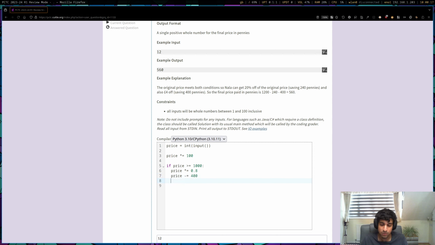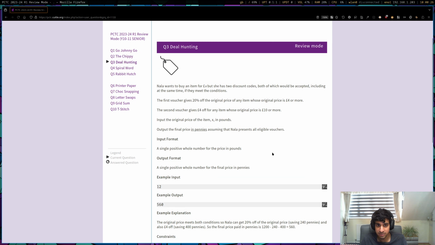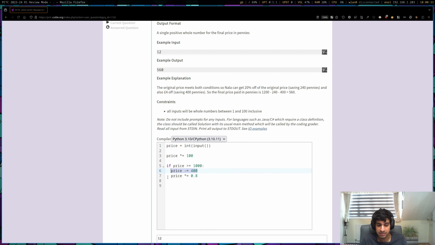We have to do it in this order because if, for example, we take the 400 pennies off first, then we're not actually taking off 20% of the original price, which is what it wants us to do. If we change the price and then multiply it by 80%, we're not going to get 20% of the original. So we have to do it in this order specifically.